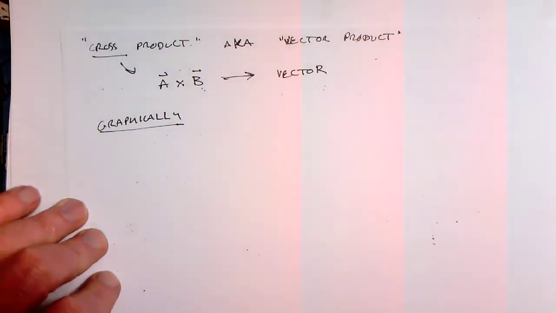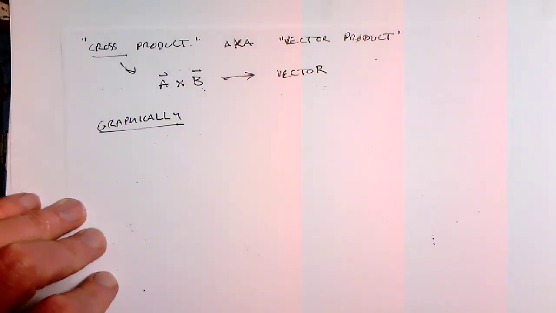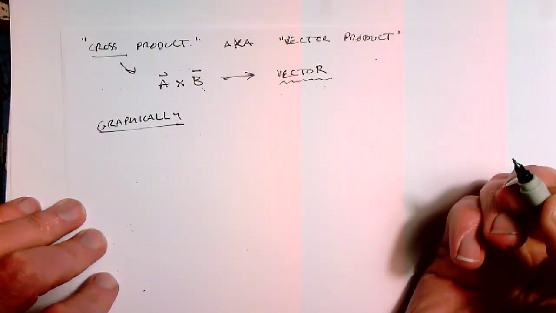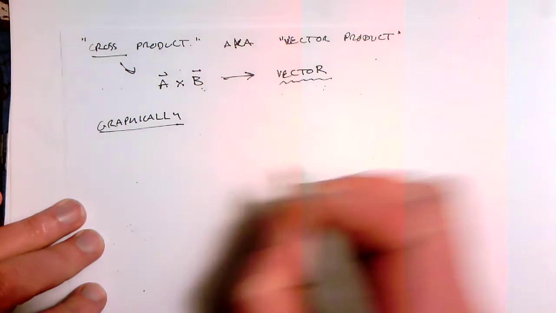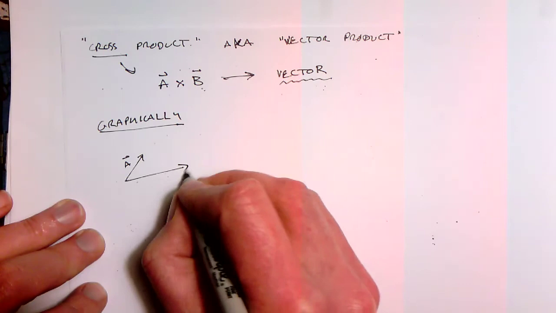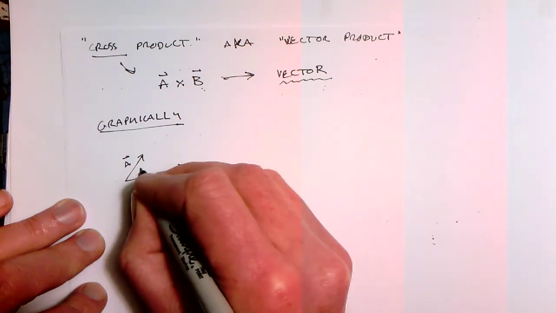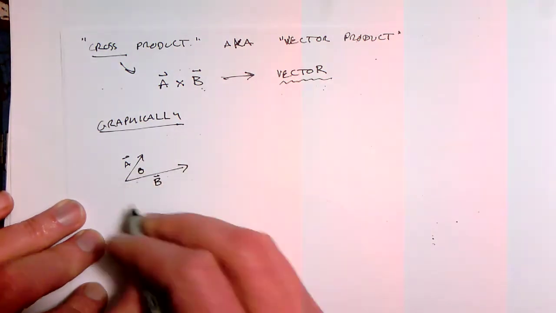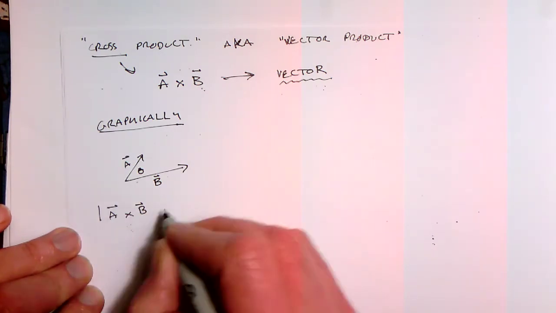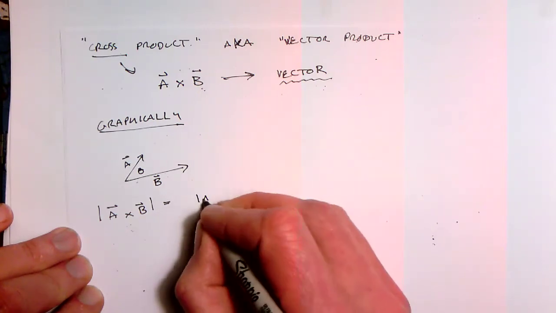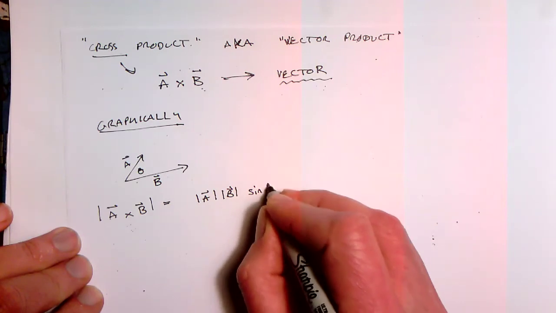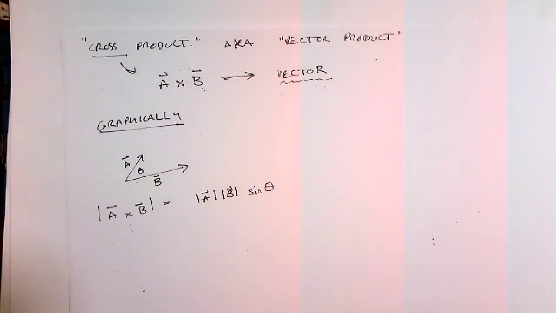Graphically, this one takes a little bit more thinking to get at. And part of the reason why it takes a little more thinking is that it's a vector, so we need to think both about what the size of the vector is and about what the direction is. So graphically, if I've got the vector A and the vector B, here I again am going to think about what this angle is between the two, and I can figure out what the magnitude is of A cross B fairly easily. It's simply the magnitude of A times the magnitude of B times the sine of theta instead of the cosine of theta.